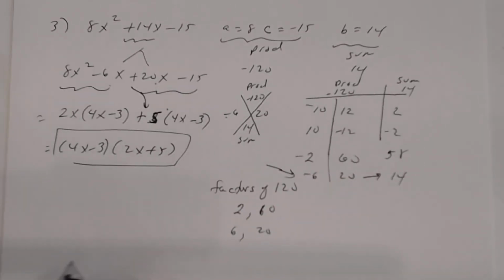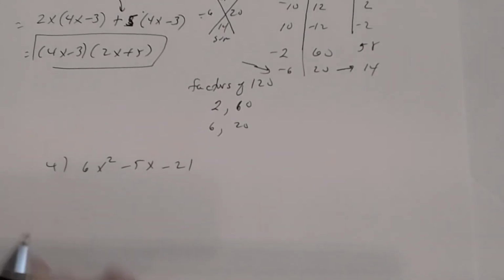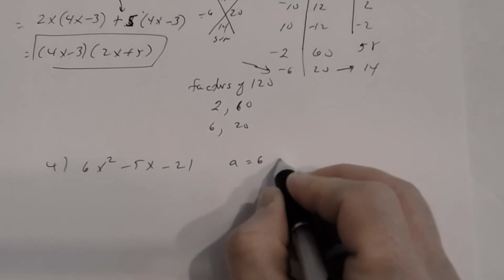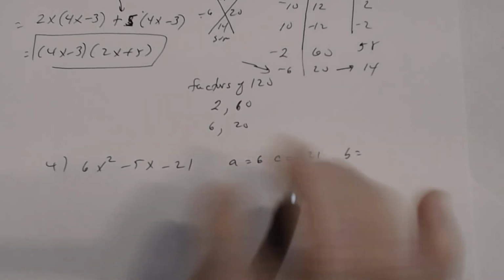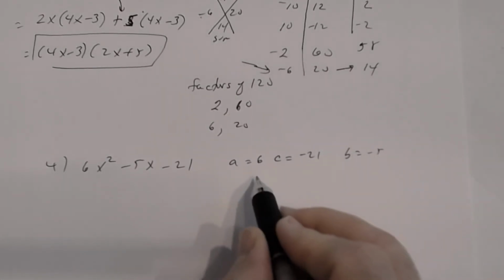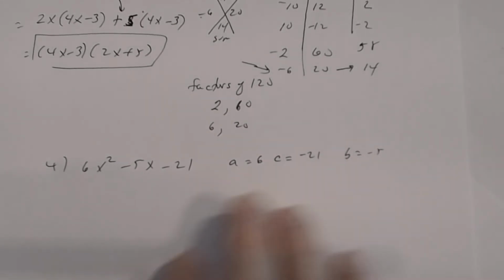All right, number 4. So let's think about number 4. Let's suppose we had 6x squared minus 5x minus 21. It's in descending order. It's in standard form. The GCF is 1. So let's denote A, which is 6, C, which is negative 21, and then B, which is negative 5. And so again, always make sure, before you go any further, that you definitely wrote these correctly, because all of this work will be incorrect as you go through the process.